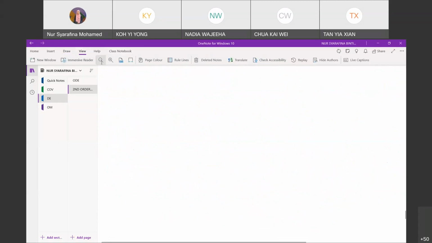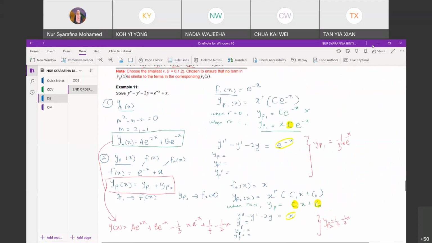Okay, try it here. Can you get the same answer? This is quite clear, right? What you need to do is to focus one by one on each type of function. Okay? Clear now? Anyone has a question?